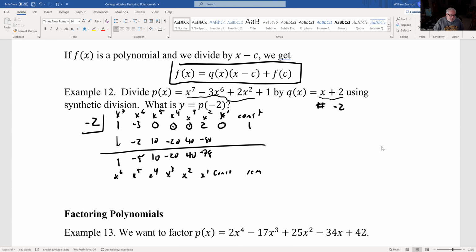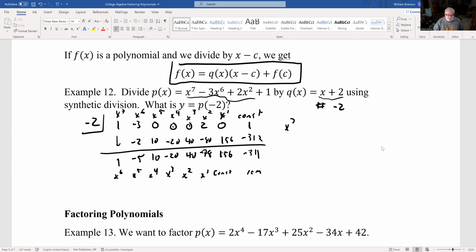Minus 78 times minus 2 is 156. Add going down, and that gives me 156. 156 times minus 2 is minus 312. At least I hope it is. Yes, it is. Minus 312 plus 1 is minus 311. And that'll be my remainder. So what is the result that we get?